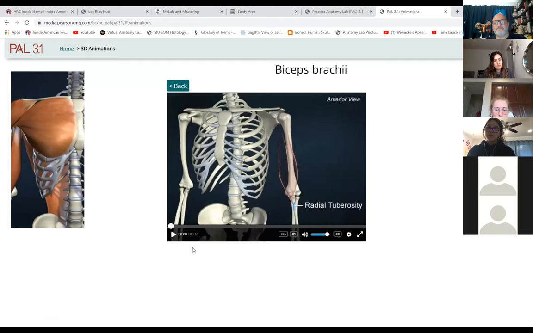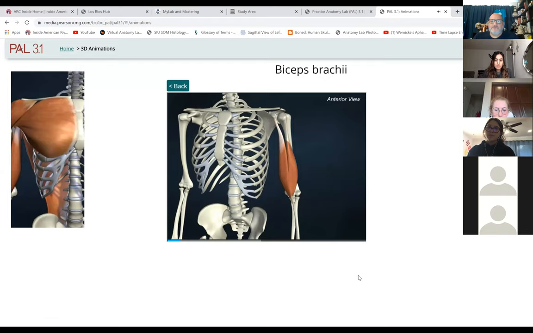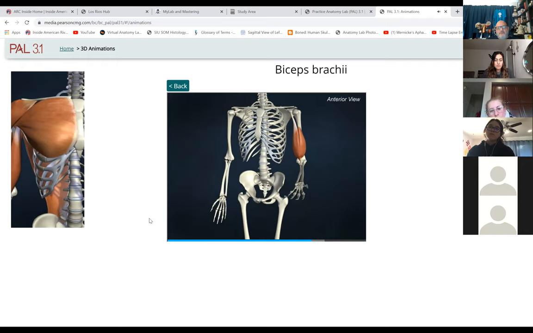Biceps brachii is the large two-headed flexor muscle located in the anterior compartment of the arm. The origin of the long head is from the supraglenoid tubercle of the scapula. The origin of the short head is from the tip of the coracoid process of the scapula. The two heads insert by a common tendon onto the radial tuberosity and by the bicipital aponeurosis, which blends with the deep fascia on the medial aspect of the forearm. Biceps brachii flexes the forearm at the elbow, supinates the forearm, and weakly flexes the shoulder. It is innervated by the musculocutaneous nerve.